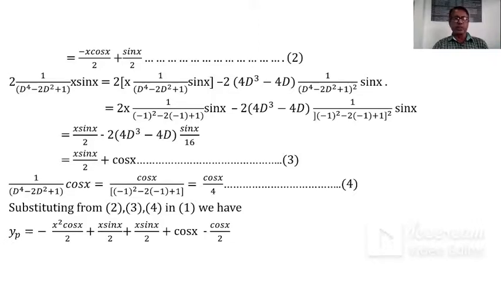After substituting this, means addition of this term plus this term plus this term. Here it is 2 terms, here 2 terms, and this is 1 term. And we combine the like terms, we get this. Here x sin x upon 2, x sin x upon 2, it becomes 2x sin x upon 2. 2 gets cancelled, we get x sin x. This term as it is. And this cos x minus cos x upon 2 means cos x upon 2. This is yp.